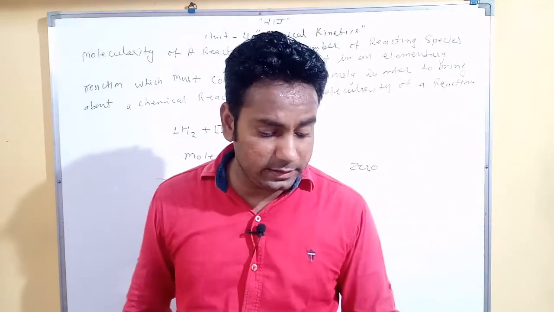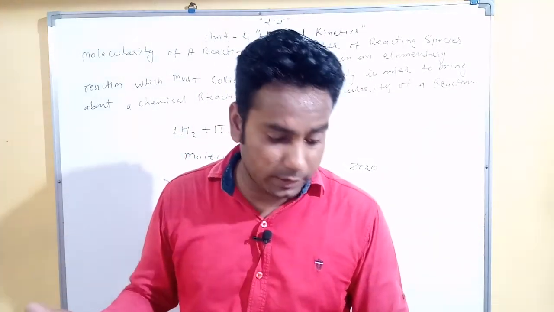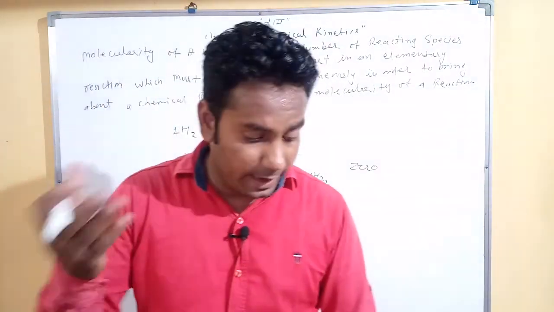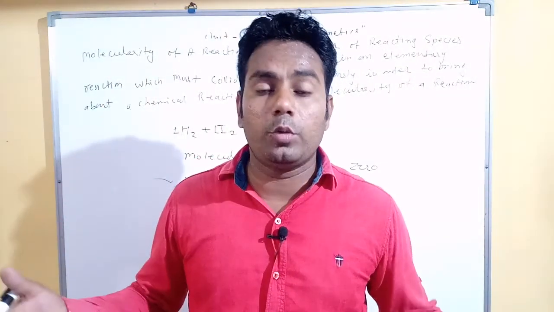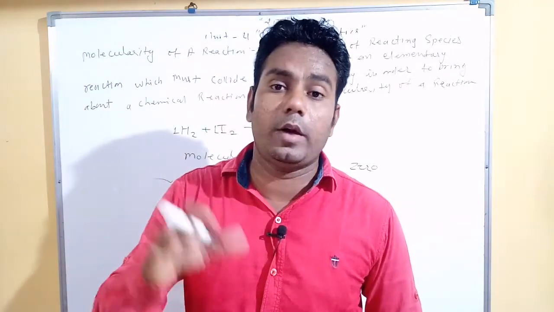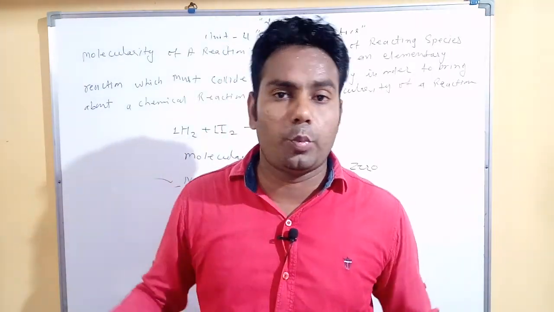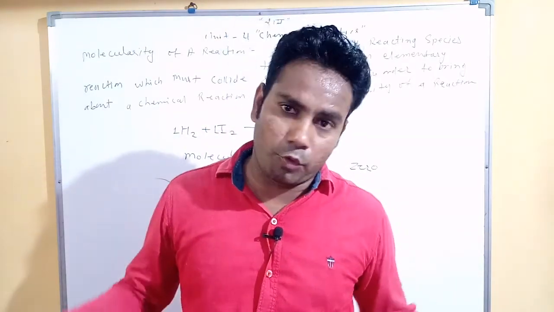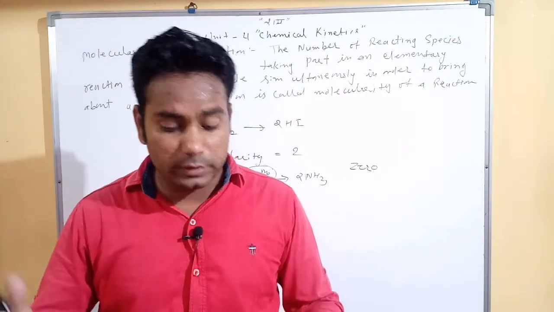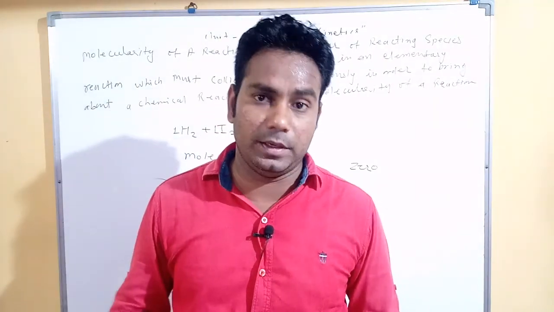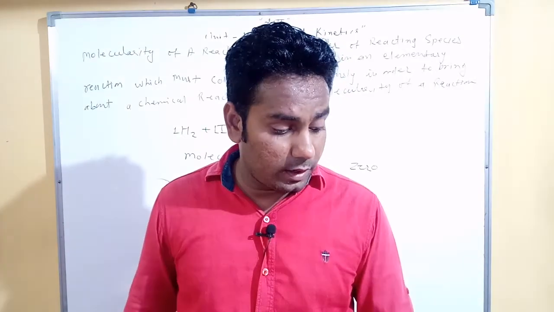Then third, molecularity is always a whole number: 1, 2, 3, 4, 5, etc. It cannot be zero or a fraction, meaning values like 3.2 or 2.1 are not possible. But for order of reaction, whole numbers and zero are also possible. Sometimes a fraction is also possible in order of reaction.